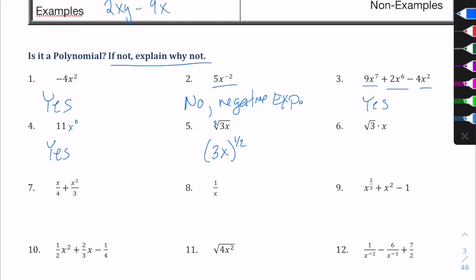But what about number 6? We have the square root of 3 times x. Well, square root of 3 is a real number, so that's okay. And oh, I'm sorry, I should have said no here. And this is a fractional exponent.